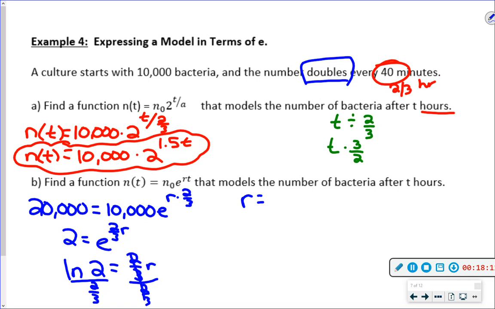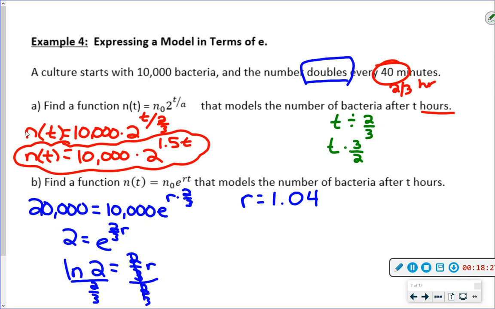I don't care what you round to. It doesn't say. Surprise me. What do you got? 1.04. Okay. So my final answer, just because I'm going to make this prettier, says find a function.